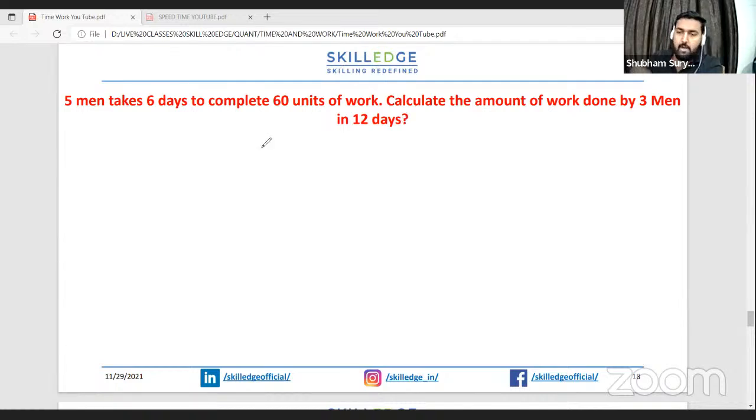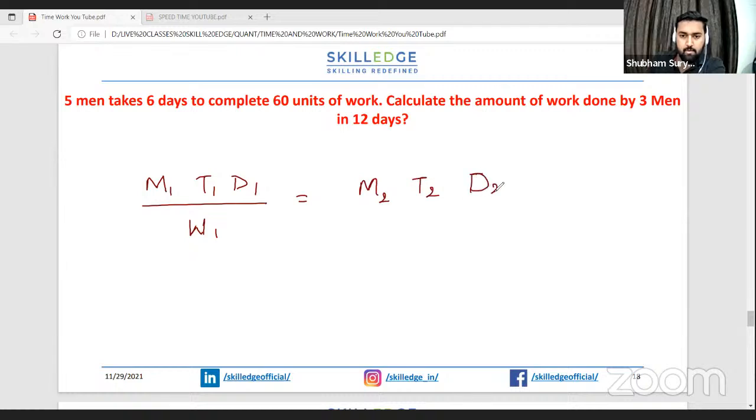Okay. Now, whenever you get these type of questions, you can always use one formula, which is M1 T1 D1 divided by W1 is equal to M2 T2 D2 divided by W2. You can also figure out the work done by one man in one day, but trust me, this formula is better for solving these kinds of questions.